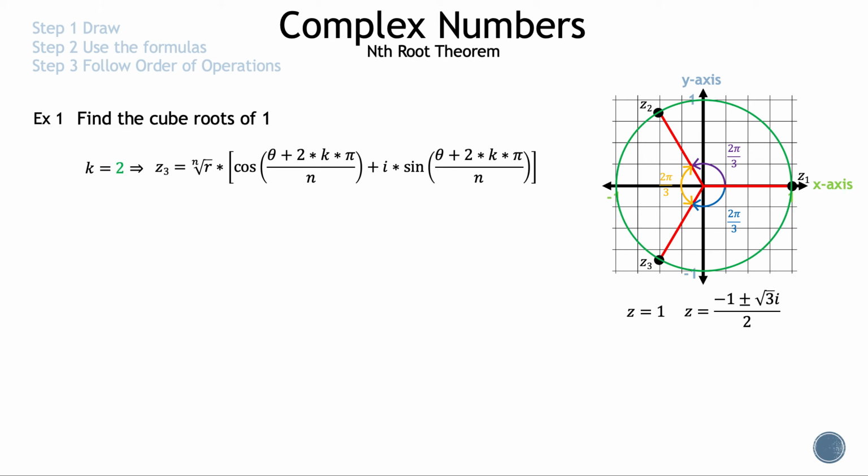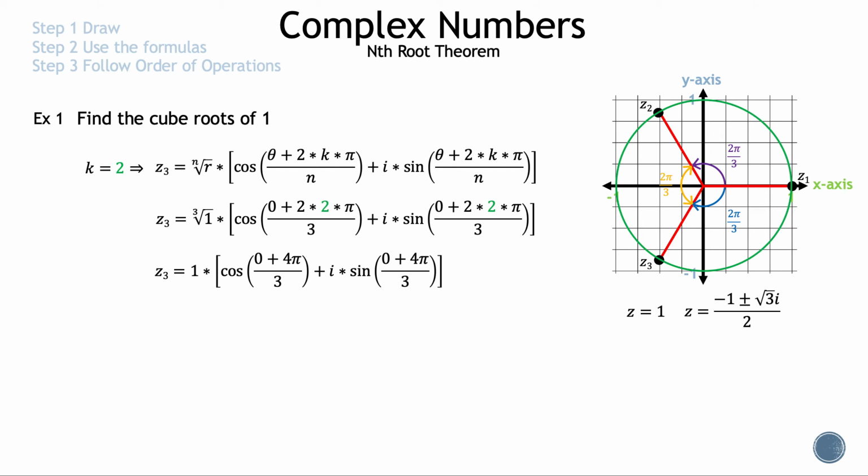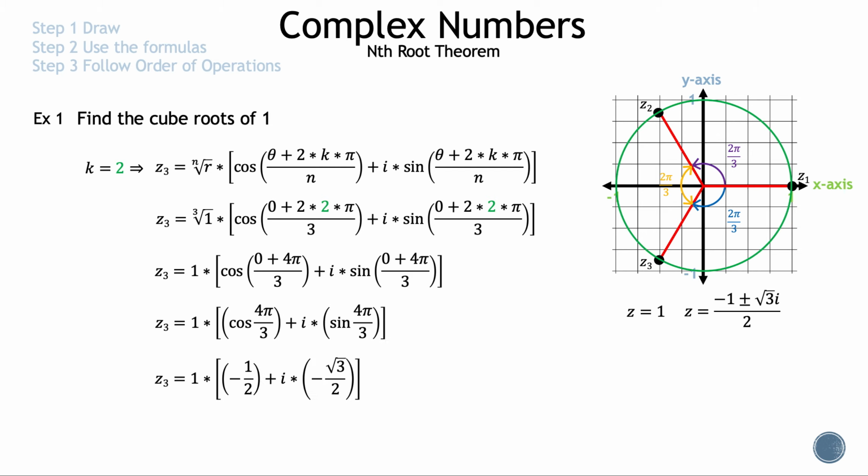Let's move on to when k is 2. Let's find the third cube root by substituting 2 for k and 1 for r. And the cube root of 1 is 1. And 2 times 2 times pi is 4 pi. And 0 plus 4 pi is 4 pi. And cosine of 4 pi over 3 is negative half. And sine of 4 pi over 3 is negative square root of 3 halves. So we have 1 times the quantity of negative half plus I negative square root of 3 halves. And the result of that is negative half minus square root of 3 halves I. And that is the third cube root.